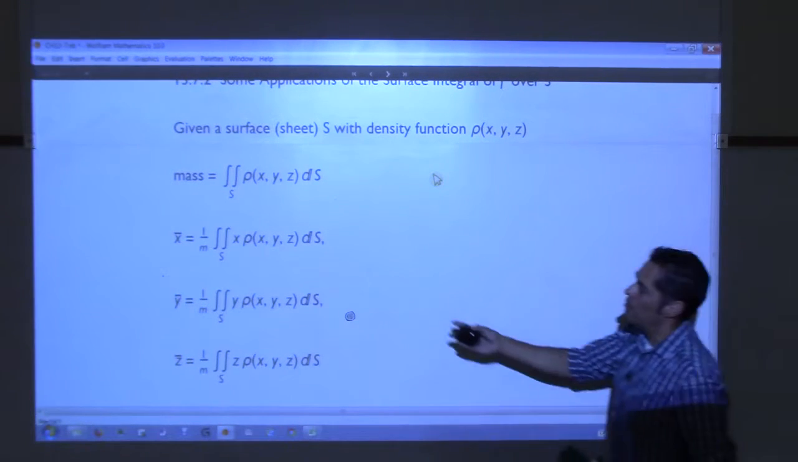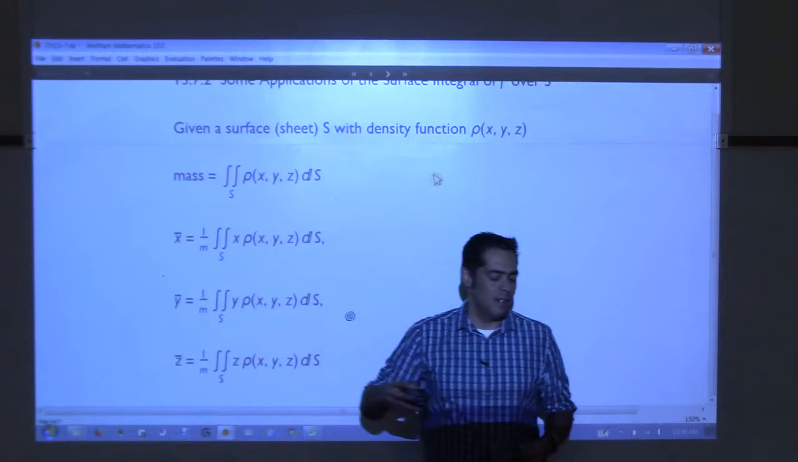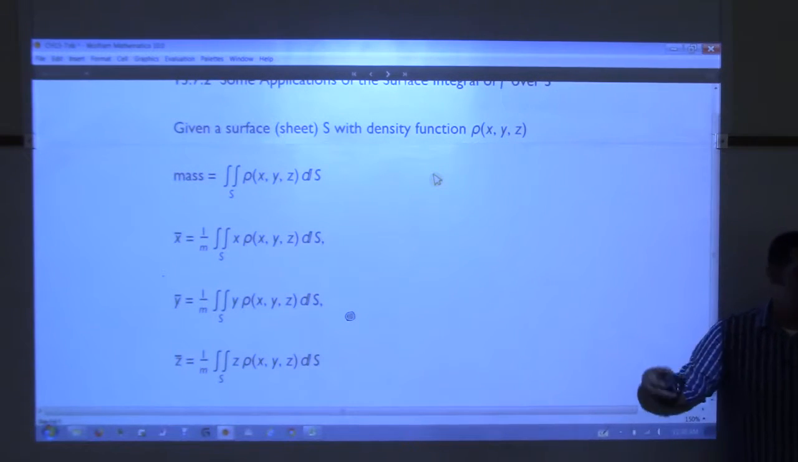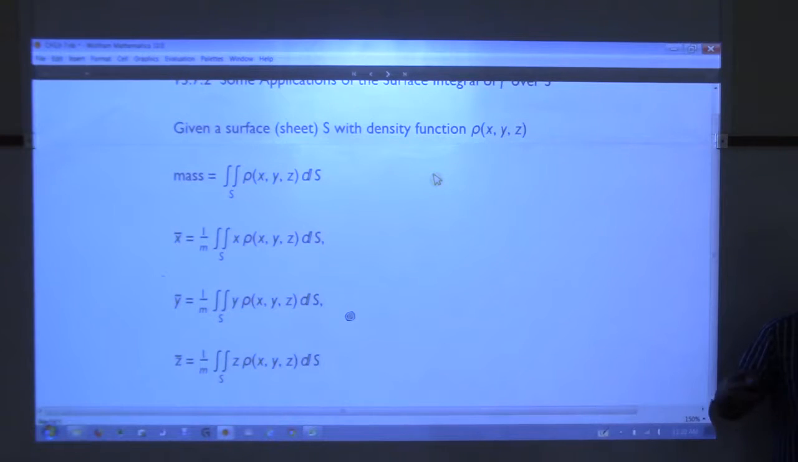And this is a density function. If that was the charge density, you could find the total net charge on this surface. Electrical charge is what I mean by that. It all comes down to what that function means. Then it gives meaning to the integral.